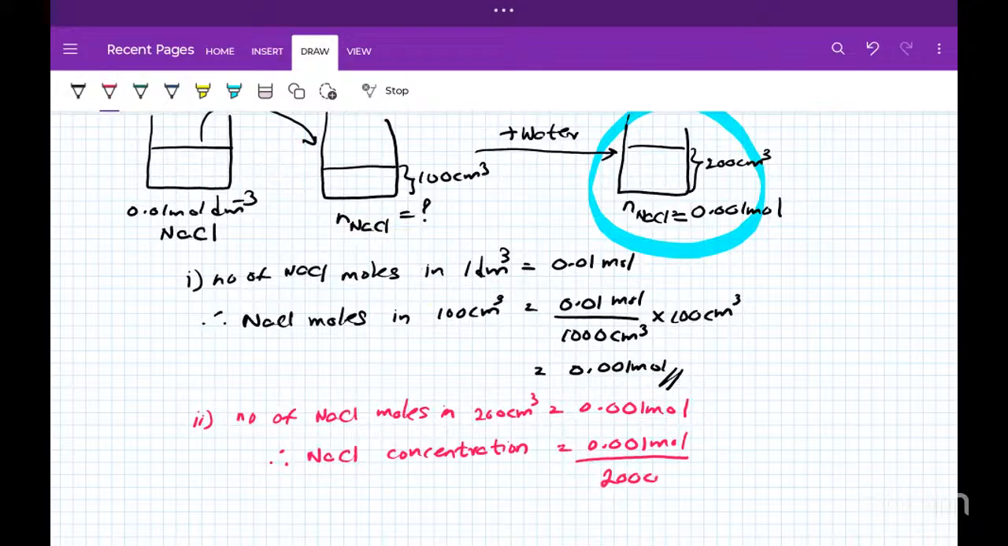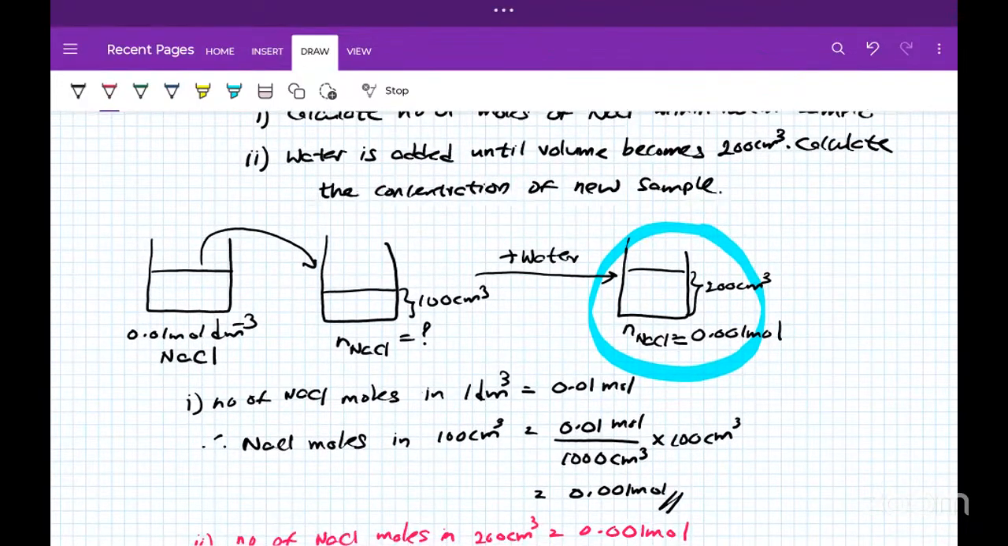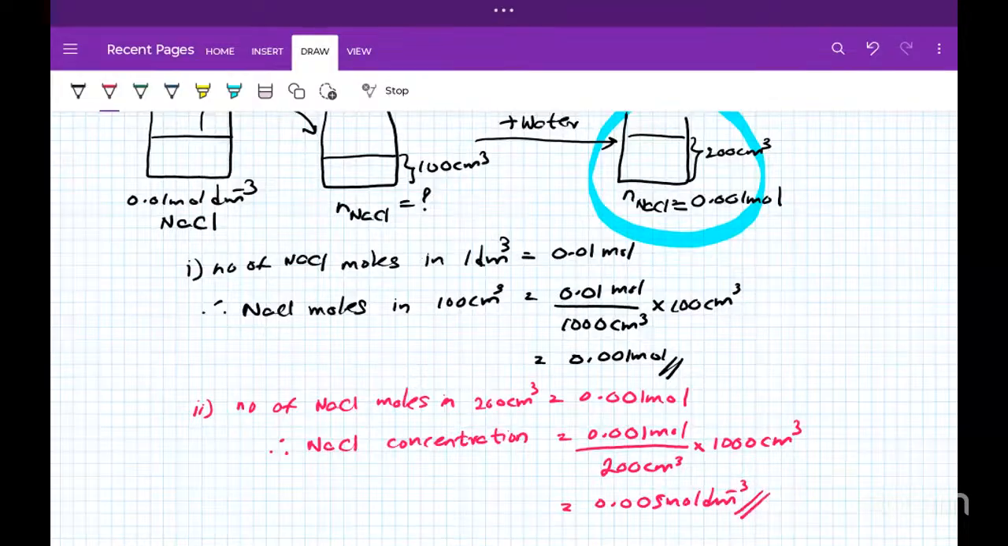Okay, read the question carefully. The question says water is added until the volume becomes 200 cubic centimeters. So that means we have added an extra 100 cubic centimeters until the total volume becomes 200 cubic centimeters. Our interest is on the end volume, not how much has been added, right? So if this is within 200 cubic centimeters, how much is within 1000 cubic centimeters? That is the concentration. So this one is 0.005 moles per cubic decimeter. This is the concentration of the second sample.